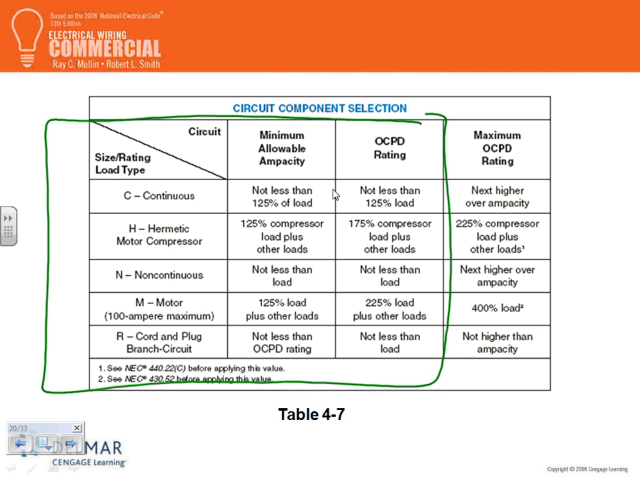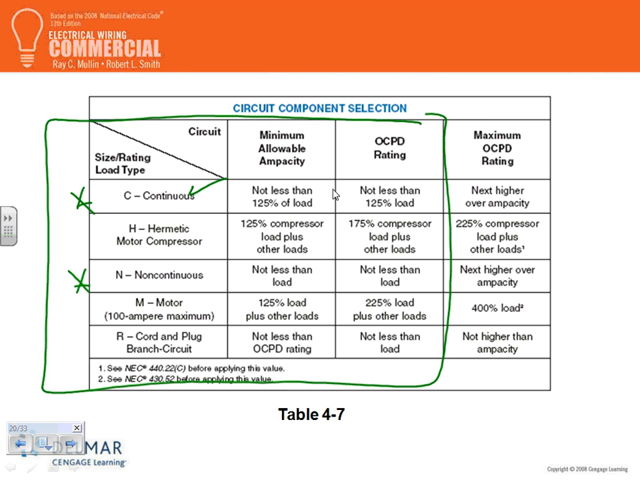So we're going to take a continuous load and size the overcurrent devices. I'm just going to review before I go. If you have a continuous load, guys, the minimum allowable ampacity is 125 times the load, and the overcurrent device is 125 times the load, right? That's if it's continuous. If it's non-continuous, you don't have to multiply by 125, right? Look here, the difference between continuous is 125, non-continuous, you don't have to go 125.